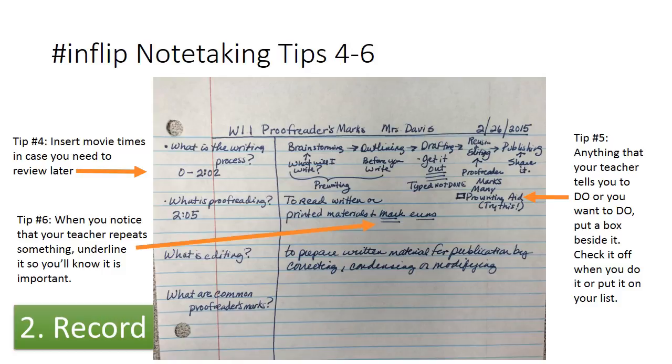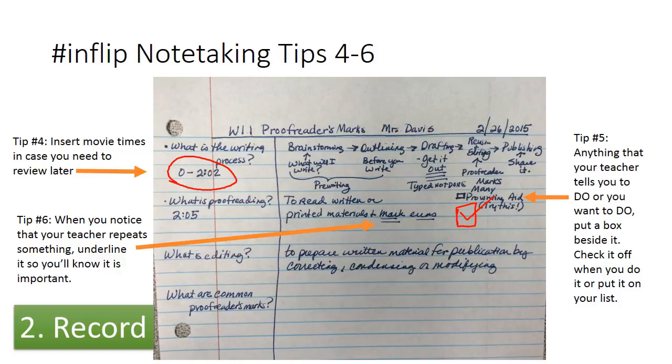Now here's some tips for watching videos. Always put the video times, and this is how I do it on mine, so you can go back and review if you need to, particularly if you can tell it's important and you need to review it later. Second thing is anything you need to do, just write a box beside it, and I'll go back and either put them on my list. I use Wunderlist and then check them off as I put them on the list, or I'll just use this as my list and check them off as I go back and review.